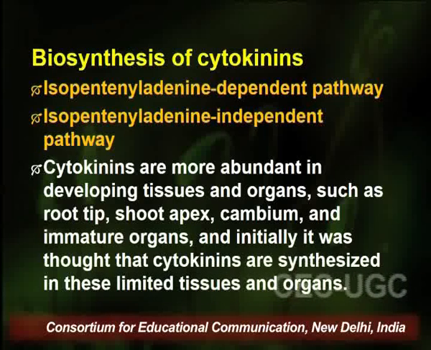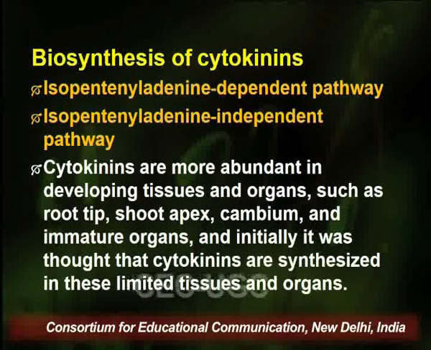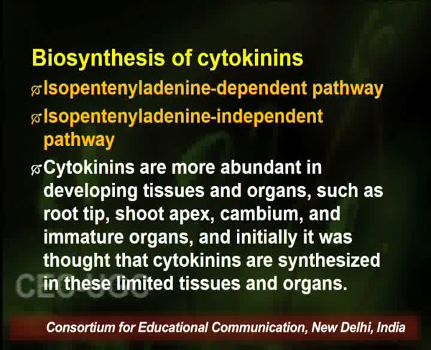Now since cytokinins are responsible for the growth of the plant through cell division, these cytokinins are found in larger concentrations in certain developing tissues where the cells are vigorously dividing. Such organs or tissues are the root tip, where we know the cells keep on dividing. Similarly, at the shoot apex the cells keep on dividing, thereby increasing the overall length of the plant. Cambium cells keep on dividing and increase the girth of the plant. Likewise, immature organs keep on developing with the growth of the plant, and the cells keep on dividing there also. So these are the areas where the concentration of cytokinins was found to be larger in comparison to other tissues of the plant.